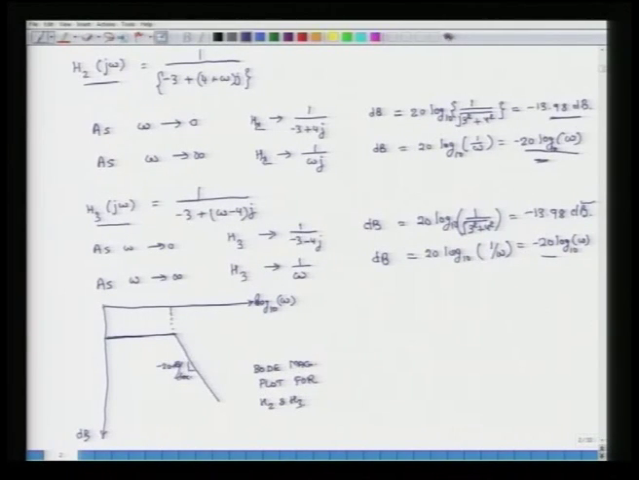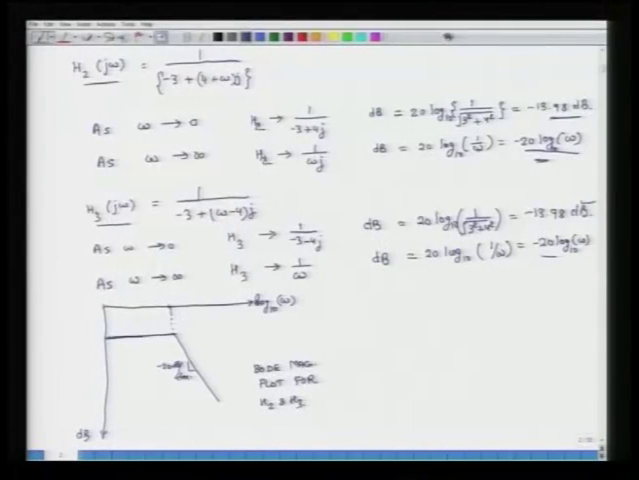and the crossover point corresponds to this point, and this number is such that when omega equals 0.2, then after the crossover point, the high frequency asymptote becomes more important. So this is log of 0.2. So this plot is for H2 as well as H3.